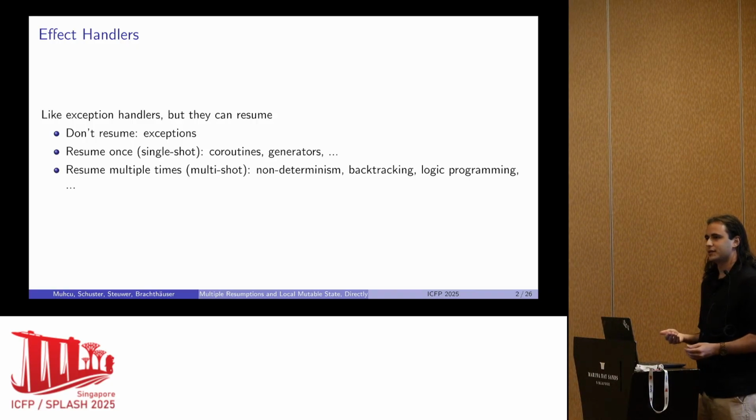Operationally, you can think of effect handlers as a more general form of exception handlers, where the handler is able to resume computation from where the effect was performed. We have multiple options here. The handler either does not resume. In that case, it behaves just like an exception handler, or it can resume once. We also call that a single shot handler, and that allows you to model stuff like coroutines and generators in your program. But you can also resume multiple times, and this allows to do really cool stuff like non-determinism and backtracking, logic programming, a lot of stuff.